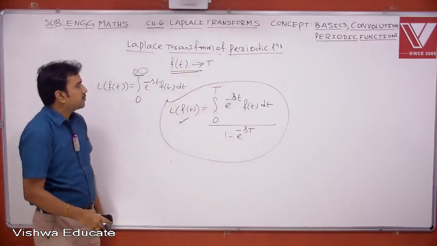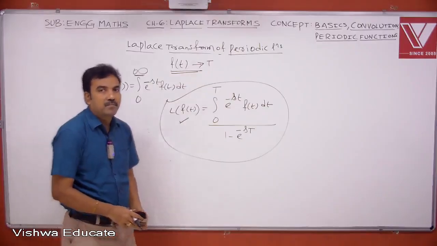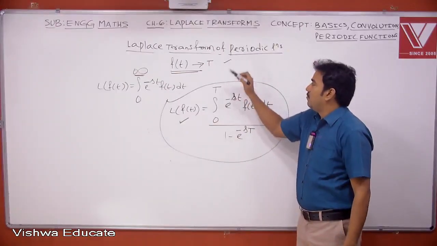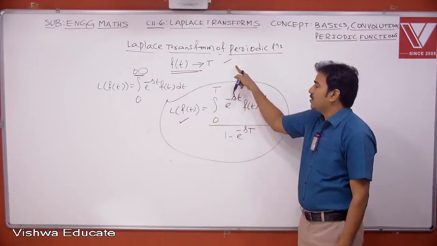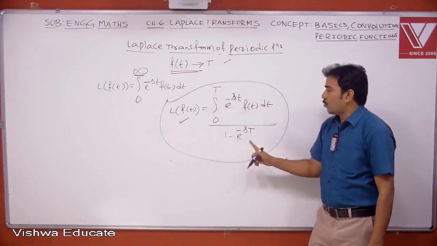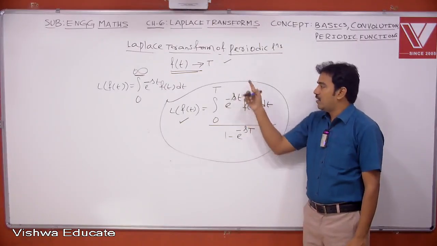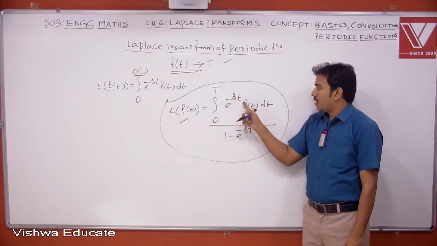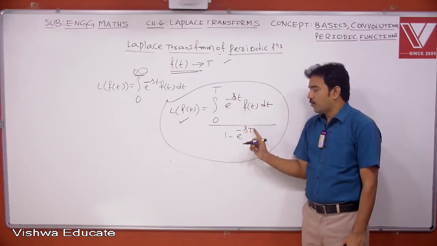Note this. If f of t is a periodic function with a period capital T, then L of f of t is equal to integral 0 to T e power minus st into f of t dt, whole divided by 1 minus e power minus sT.